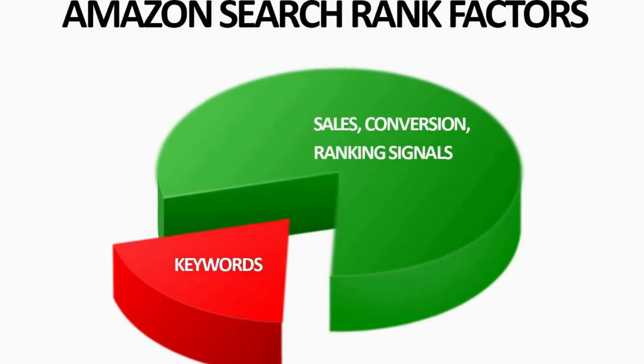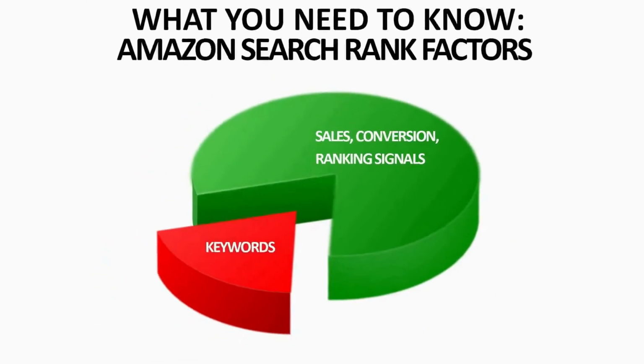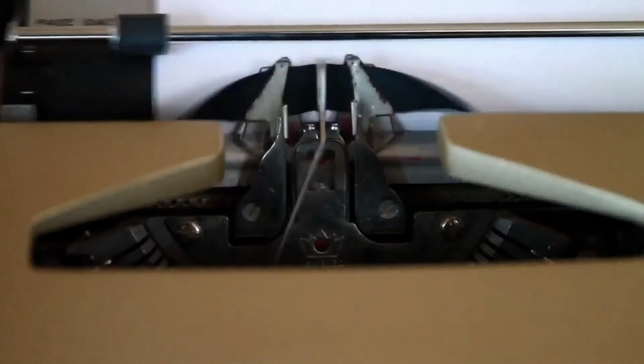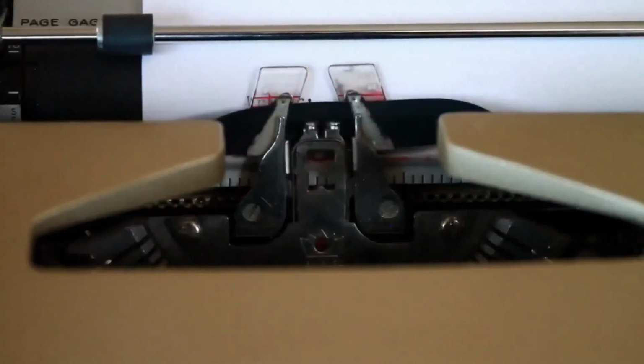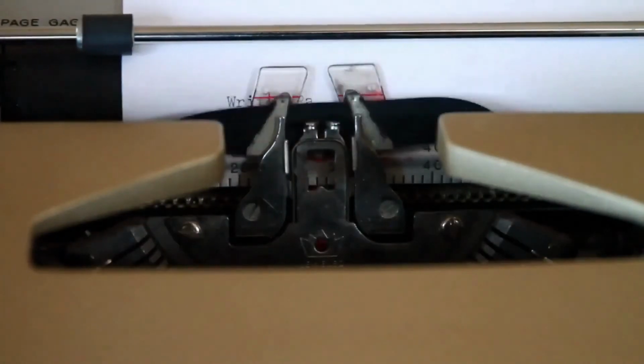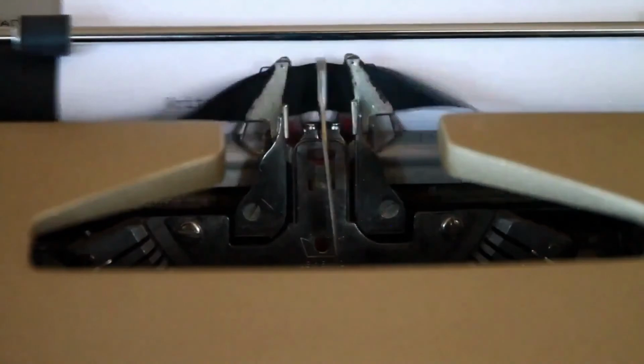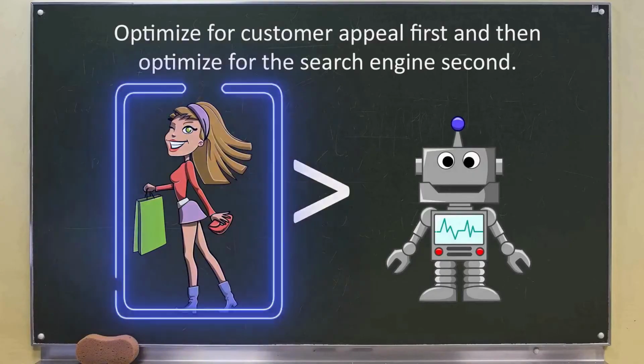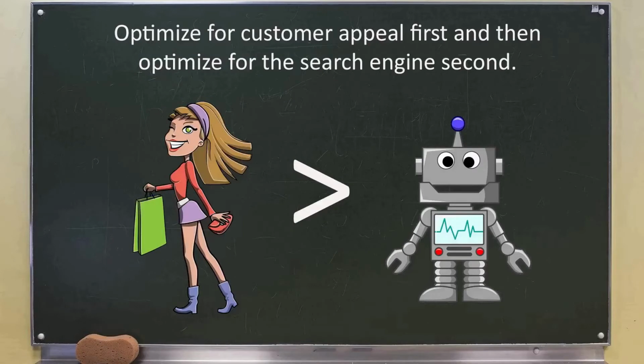What you need to know: Amazon's search engine is primarily based on sales numbers and sales performance metrics. Keywords play a secondary role. Since Amazon's search engine is primarily based on sales, persuasive sales copy should be your number one priority over everything else, including the use of keywords. In other words, you need to optimize for customer appeal first, and then optimize for the search engine second. Here's how you do so.